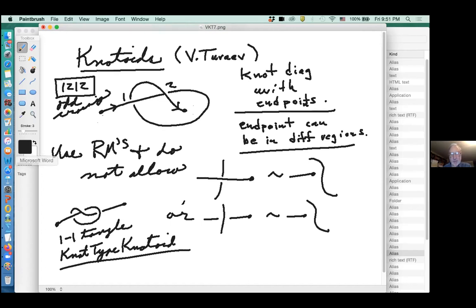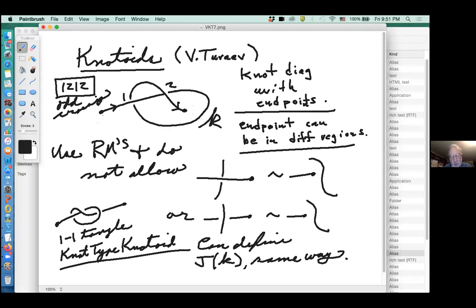So, we can define J of K the same way. So, parity also exists for the knotoids. The knotoids are a little closer to being just classical. They're little bits of tangles whose endpoints you're keeping track of. And they can have parity. So if you're looking to see how parity might interact with classical things, then this is one of the ways in which it can. So I mentioned knotoids.